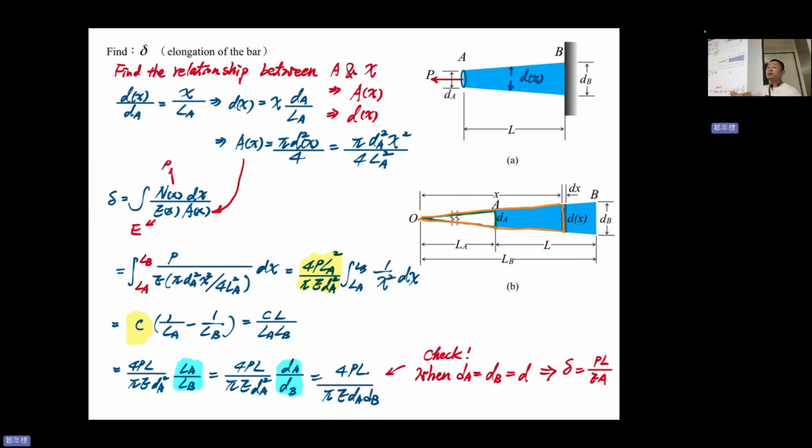This is a special case. dA equal to dB is the special case that we learned, right? So substitute that into the formulation, you can get exactly the same formula, which tells us this is the correct answer. Very good. So please tell me your number. 111. 613. 034. 24. Good. Okay. Very good.